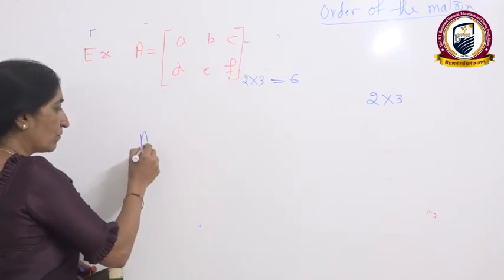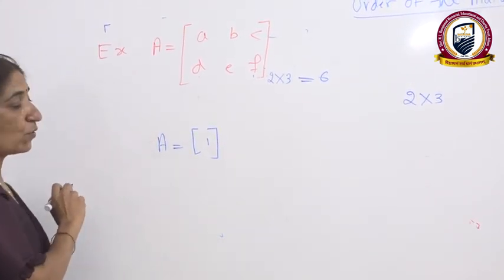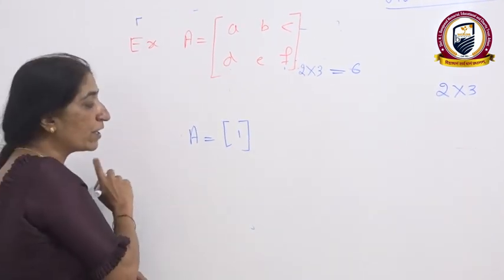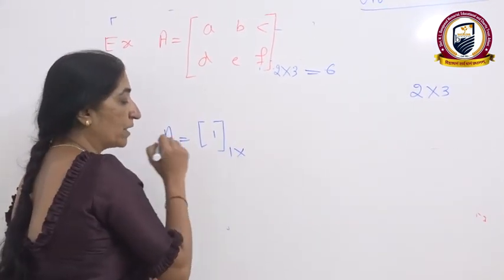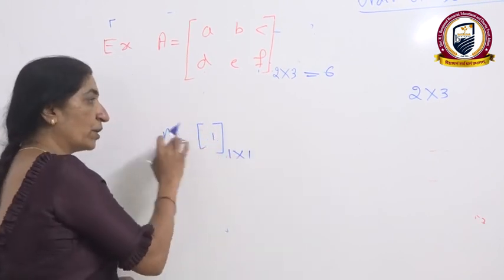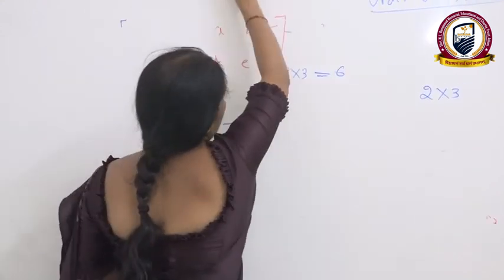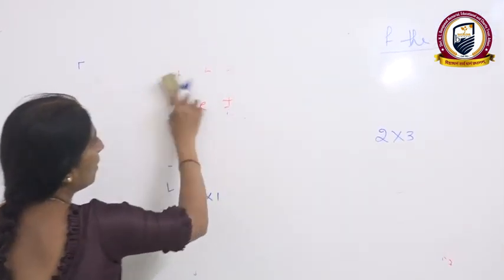Then tell me, students, what is the order of this matrix? How many rows are there? There is only one row and only one column. It is like this. When you multiply this, you get 1. So there is only one element. So now we are familiar with the definition of matrices and order.